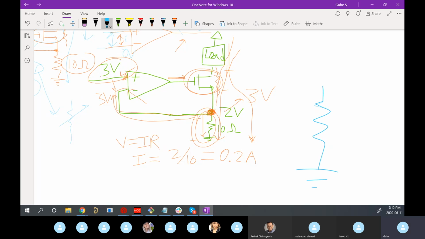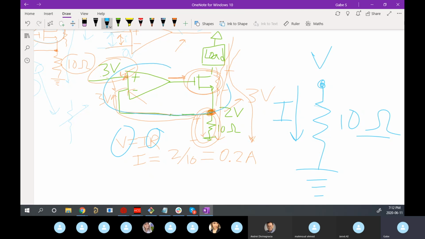If I get to control the voltage at this point, and this is 10 ohms, if I get to control V, I know R is 10, then I get to define the current flowing through the resistor. And so the whole point of this op-amp feedback network is to provide a way to control the current across this resistor, which actually ends up being the current flowing across the whole path.